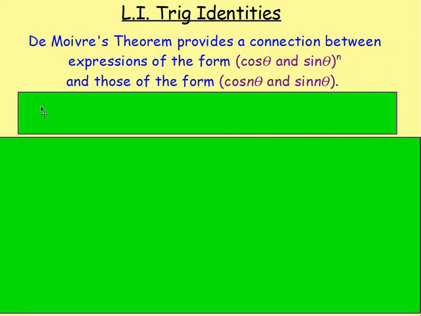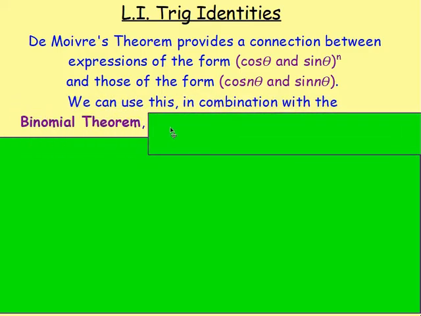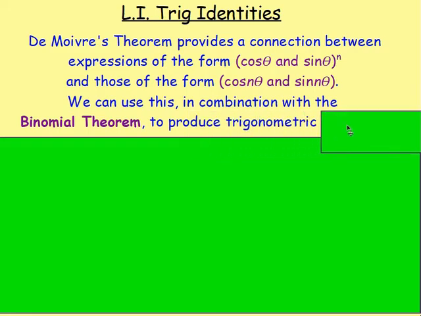What you can do is use De Moivre's theorem, together with a blast from the past, the binomial theorem, to produce trigonometric identities. So let's do that with a few examples.